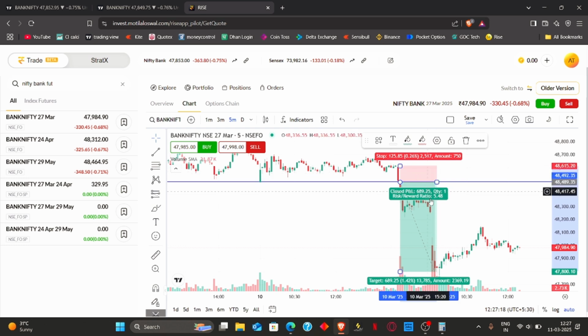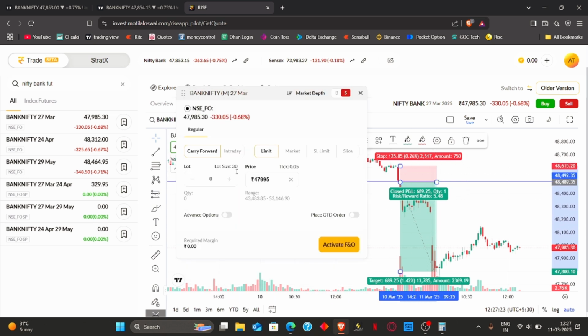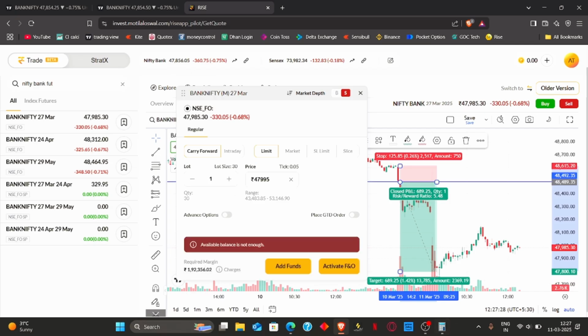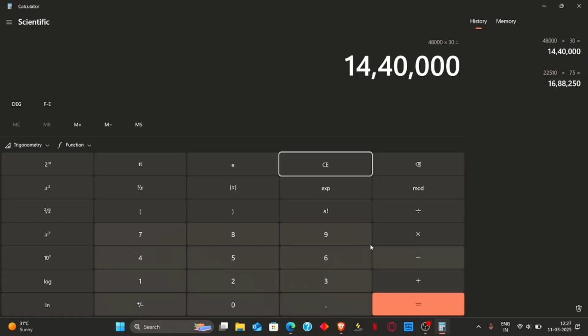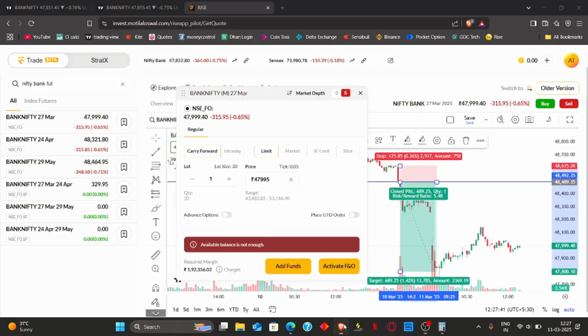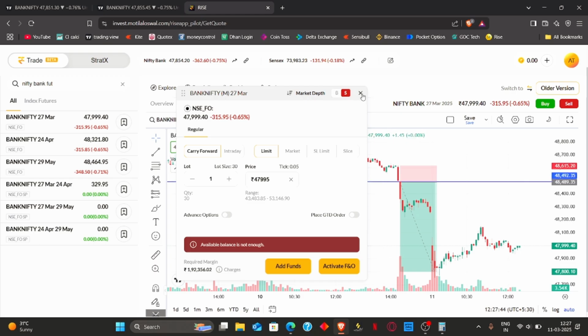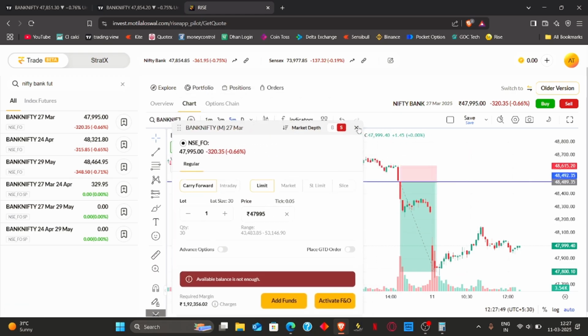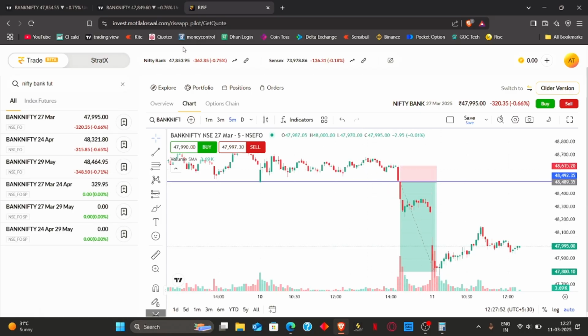Similarly, if we had done that, we would have gained 700 points into the lot size of 30. If we had invested just one lot and calculate for these 700 points, we would have made a good profit of around 21,000 in this trade, with one lot in the Bank Nifty futures section. So this is what futures contracts are all about. Okay, now let's move forward.